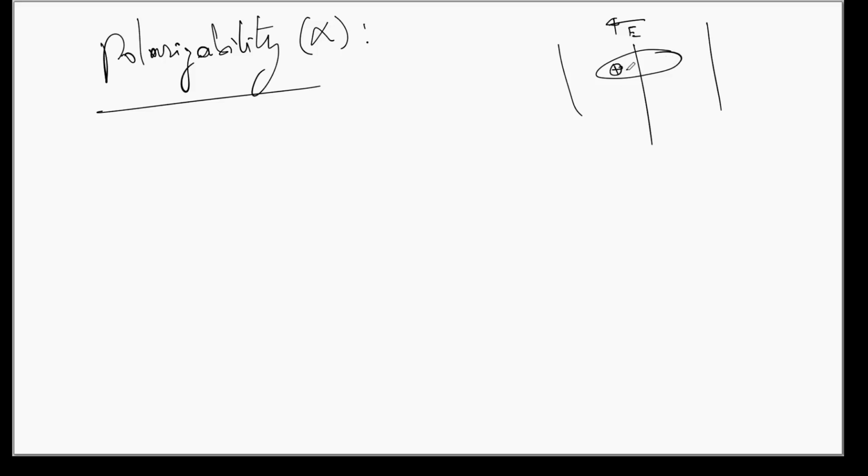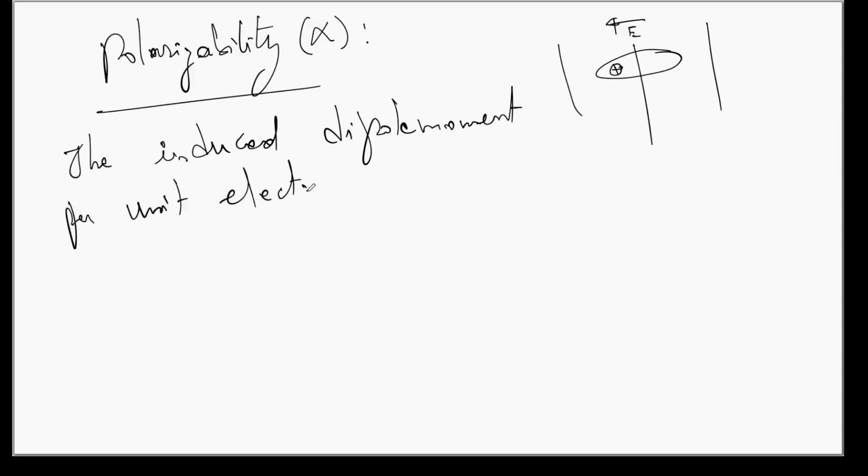The polarizability is represented using alpha. If we increase the electric field intensity, the separation between these two regions also would increase, meaning the dipole moment is also increasing. The changes in dipole moment are proportional to the applied electric field. The proportionality constant is called polarizability. It can be defined as the induced dipole moment per unit electric field. Polarizability means the induced dipole moment per unit electric field.